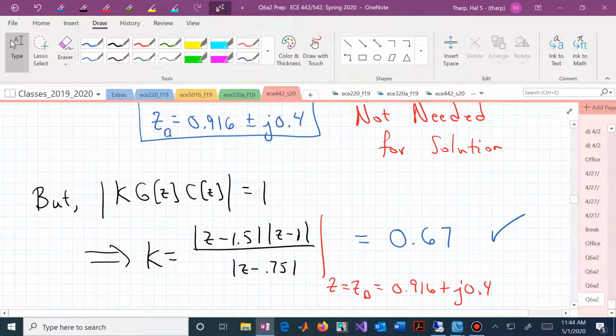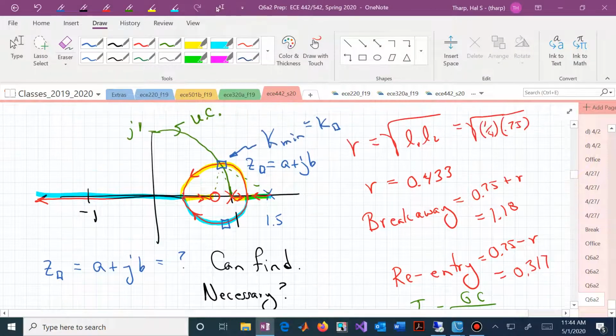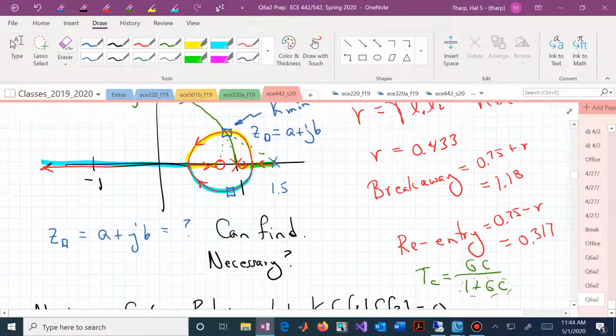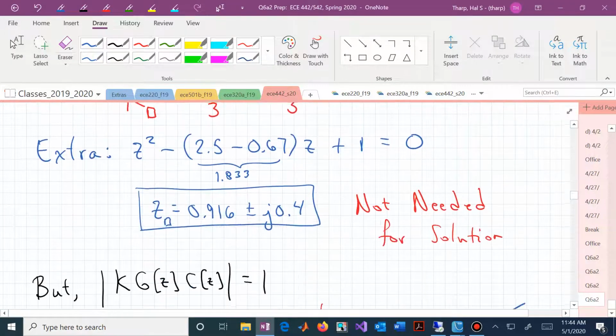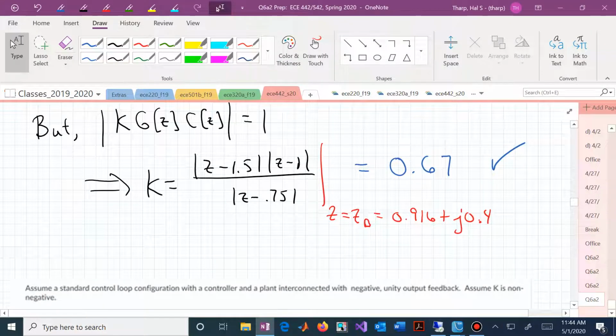That tells us that we need to crank up the gain beyond 0.67. I could have asked for what's the maximum value of k. Then you would use this expression and evaluate it when z is equal to minus 1. And that would be your maximum value of k for stability. So there are all sorts of questions that can be asked for these kinds of problems.